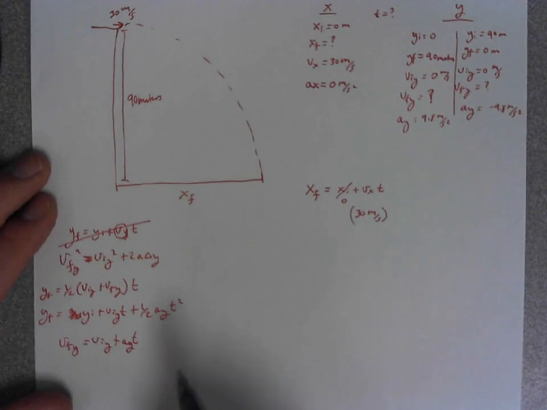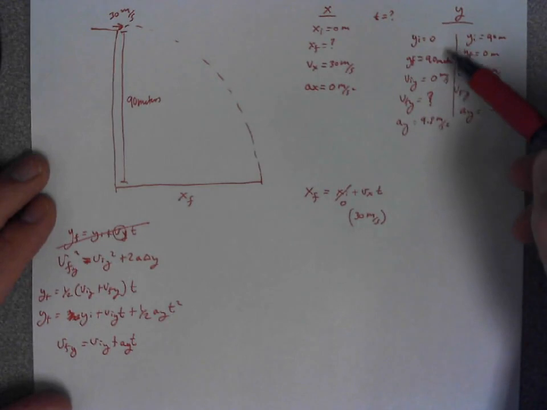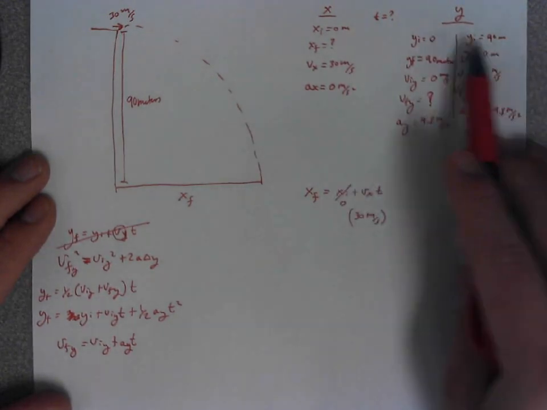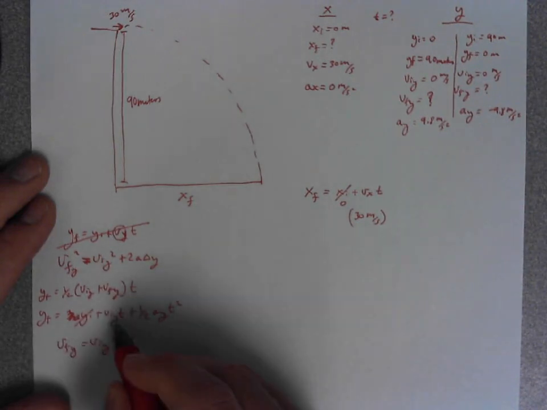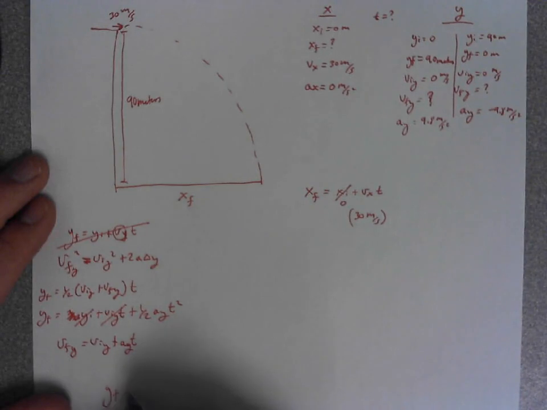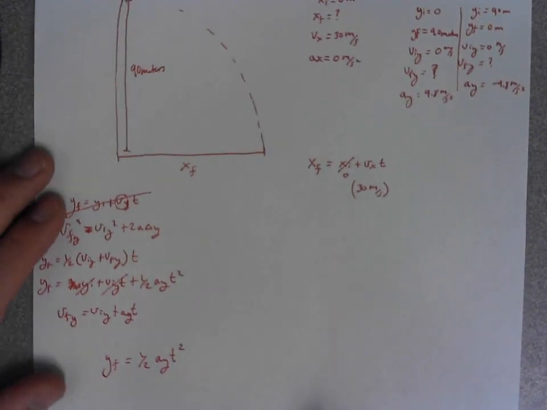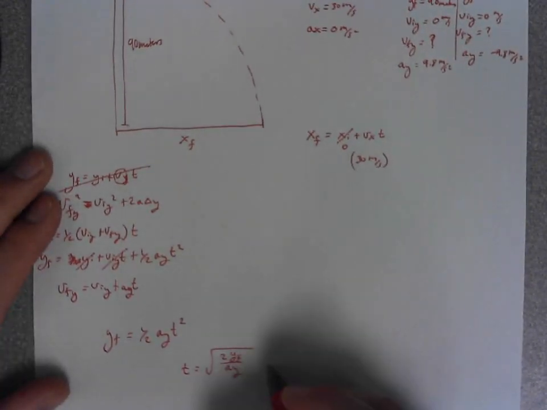Now I'm going to use this set of givens. This one makes sense to me. I like using positive numbers. In this scenario, my y initial is 0. My v initial y is 0. And so I'm left with y final is equal to 1/2 a_y t squared. I solve for t, and I get the square root of 2 y final divided by a_y. That's my equation. So I plug in my values.